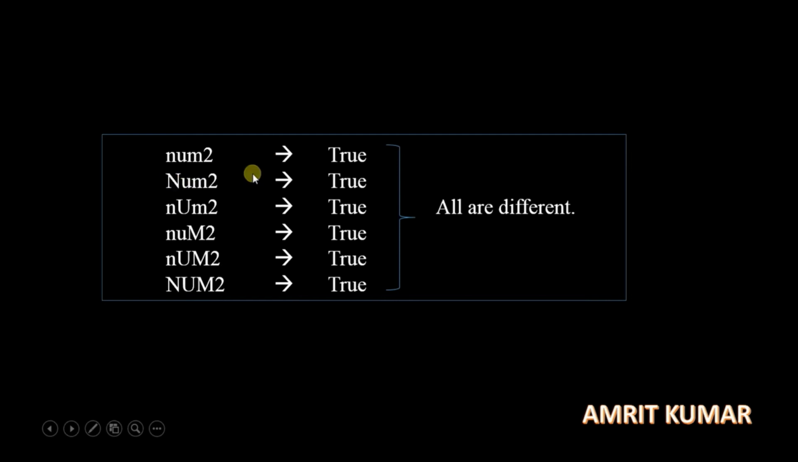It is also a variable. All these are different variables. Why is it so? Because variable names are case sensitive in C language. We have studied about the third rule, that variable names are case sensitive in C language.